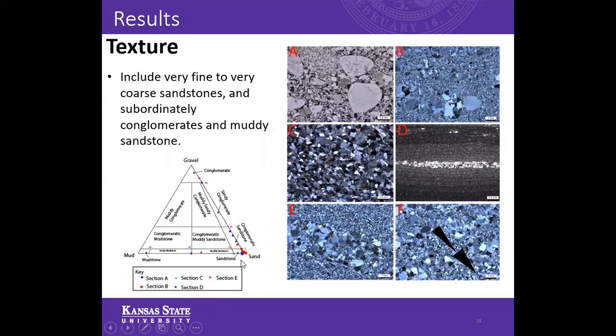Plotting the data, we found out that most of the samples were from sandstones with minor amounts of conglomerates and conglomeratic muddy sandstone. Over here, the cool photomicrograph shows poorly sorted conglomerate, bimodal sandstone, well-sorted sandstone, laminated mudstone, well-sorted sandstone with a coarse lamina, well-sorted sandstone with inverse grading.